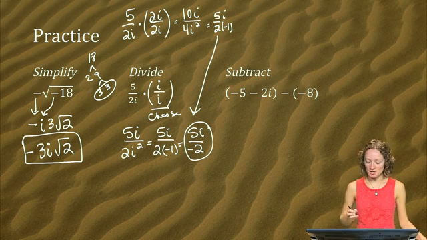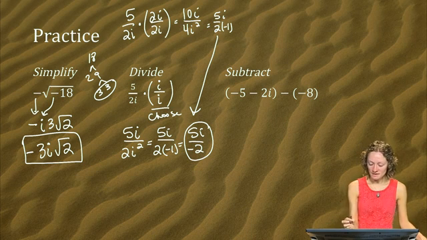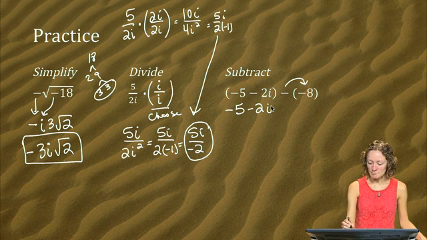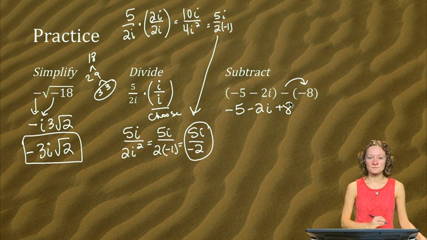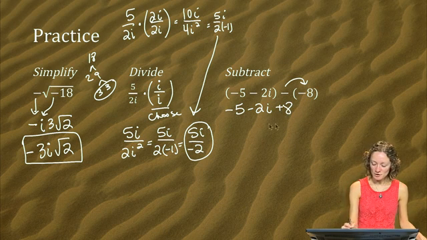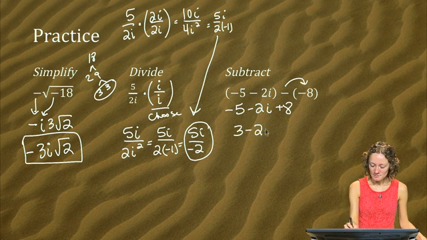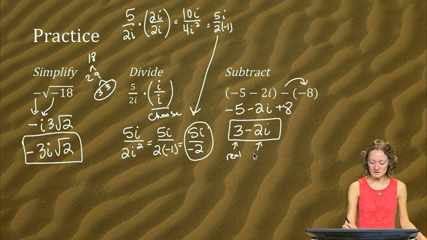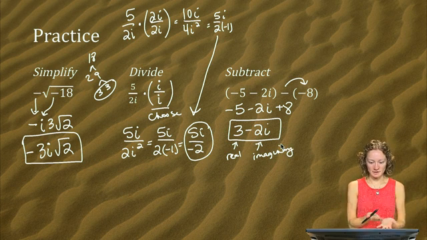Okay, and the last one, subtraction. We have -5 minus 2I minus -8. Again, these are two complex numbers. With subtraction, we just distribute that negative. Minus negative becomes plus. Combine like terms, -5 plus 3, plus 8 gives us 3, minus 2I, and it should be in this order as the real and then imaginary piece, creating a complex number.